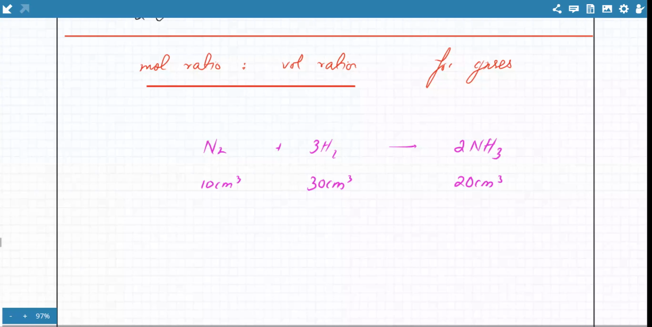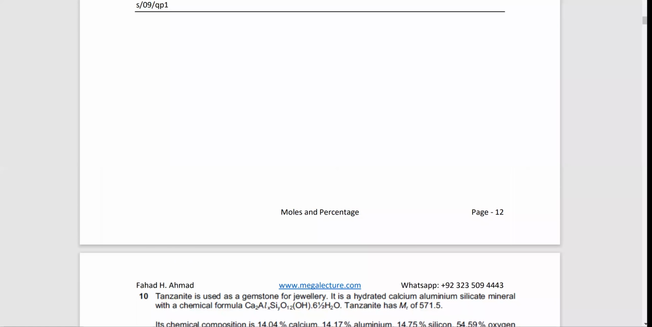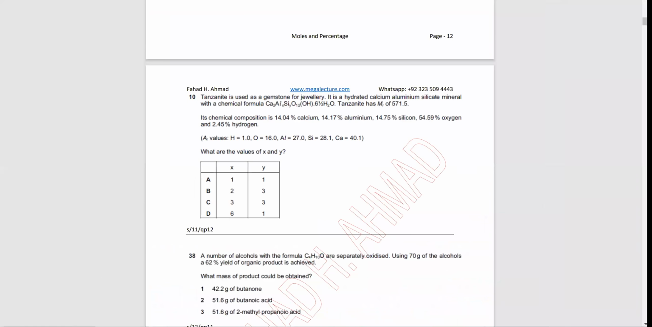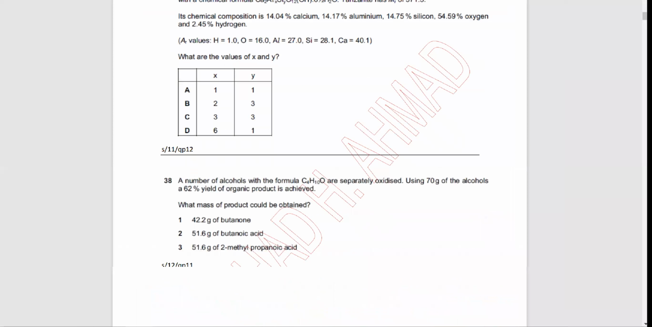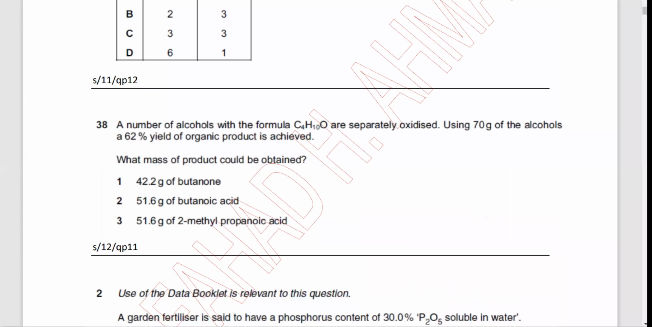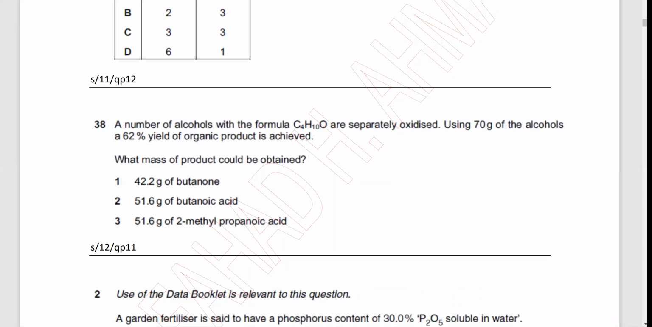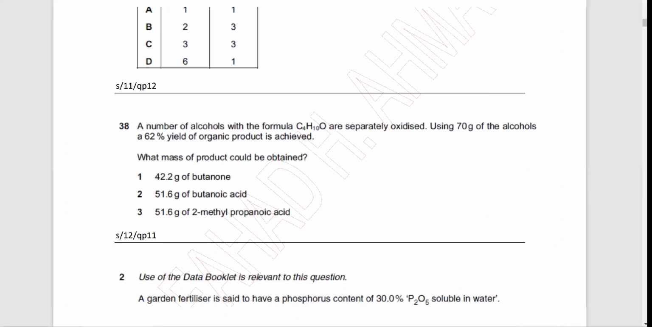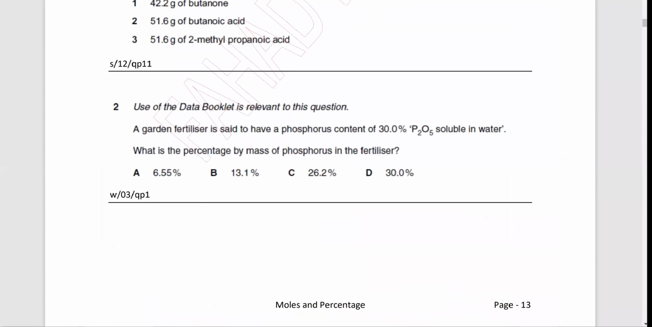Now, let's go back and try and finish this. ये obviously बहुत ही आसान है. This is from page 12. You have your moles and percentage questions where you have empirical formulas के questions or yield के questions. So we're going to do a few questions. For example, this one over here on your screen.